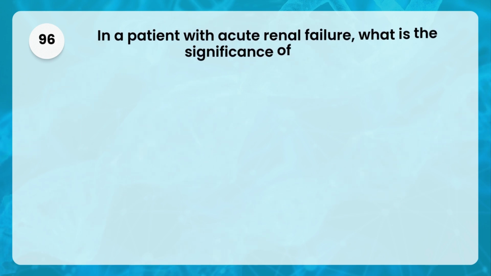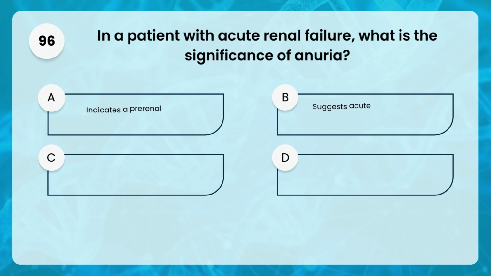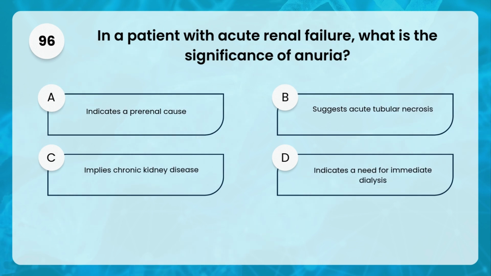96. In a patient with acute renal failure, what is the significance of anuria? A. Indicates a prerenal cause. B. Suggests acute tubular necrosis. C. Implies chronic kidney disease.